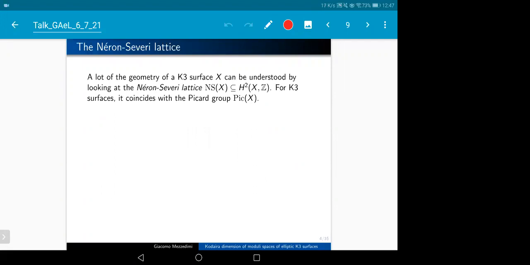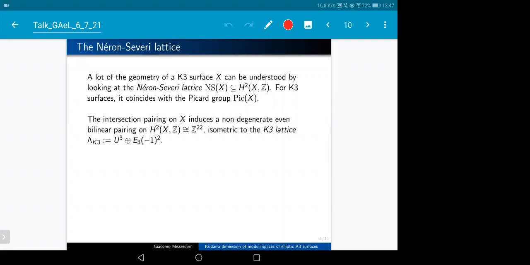An object that we usually attach to K3 surfaces, and it's an object of really great interest, is the Néron-Severi lattice, which is an object of linear algebra. As a group, it's simply the Picard group, or the Néron-Severi group, and we view it inside the second cohomology group with integral coefficients. Of course, we have an intersection pairing on the surface that defines a bilinear product on H2, and we can study what kind of bilinear product this is.